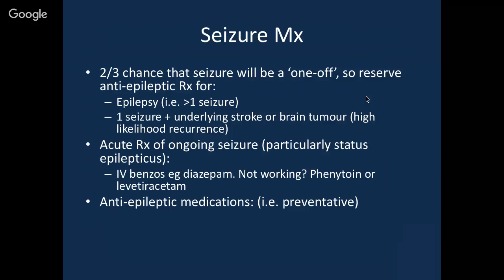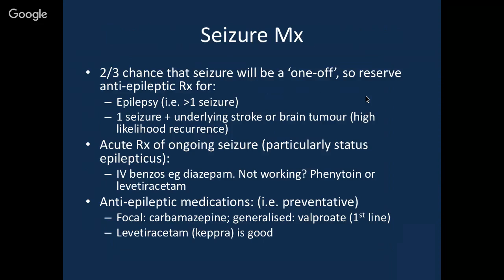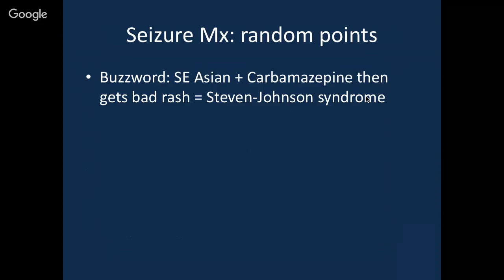Anti-epileptic medications, just know one for each type of seizure. So for focal, carbamazepine. Generalized, valproate. And Keppra, or levetiracetam, is one you'll be seeing everywhere, but don't worry about that in your OSCE. You're just going to see it on your neurology rotations. Just random points about seizures that don't fit anywhere else.